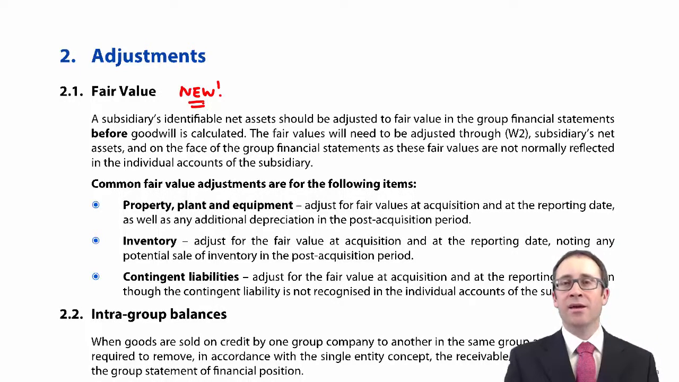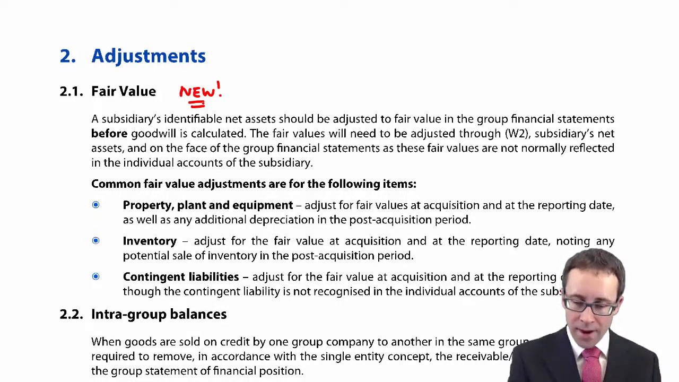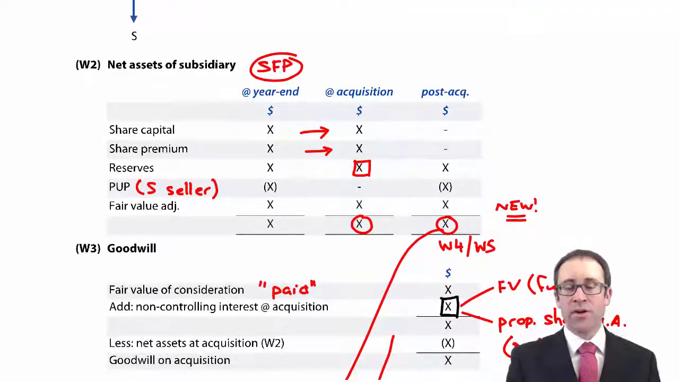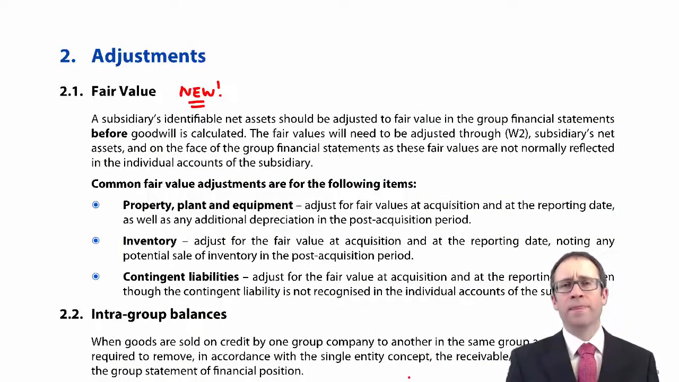And all it's saying here is that when you look at the net assets of the subsidiary, we use the figures in the statement of financial position, don't we? Okay, if you go back to working number 2, those figures come from the SFP, don't they? The share capital, the share premium at acquisition are the same figures as what we have at the year end. The retained earnings or the reserves are what are booked by the subsidiary in terms of its profits. And we use that total figure, don't we, to calculate the goodwill.